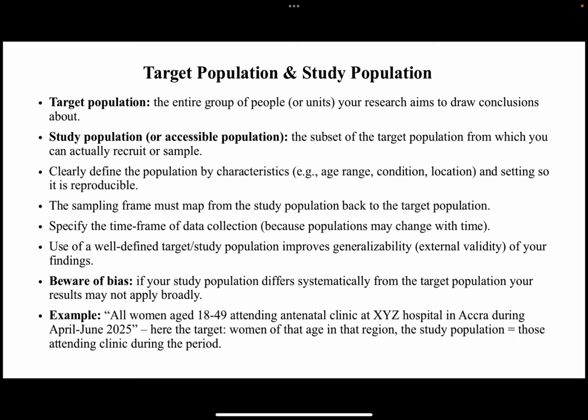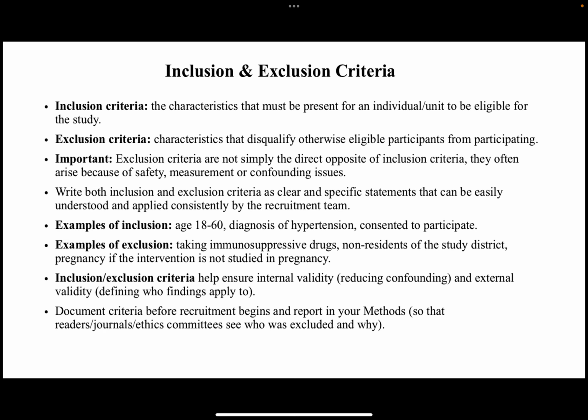That is the difference. So the target population is the entire group of people or units your research aims to draw conclusions about. Now, the study population or the accessible population is the subset of the target population from which you can actually recruit or sample. Is that okay? Great. So that's the difference.